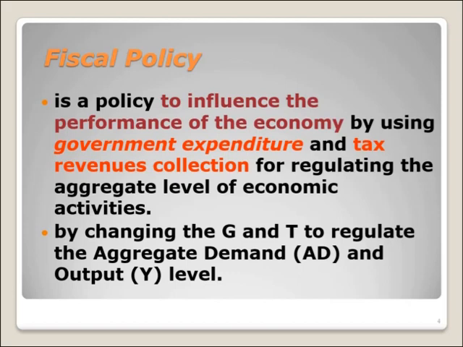Fiscal policy is by changing G and T, as I read on the slide just now, to regulate the AD, aggregate demand, and thus influence the Y, output level, because AD, aggregate demand, also refers to expenditure. AD made by the household is consumption, aggregate demand made by the firm is investment, aggregate demand by the government is G, government expenditure, and aggregate demand by the foreign sector is export and import. When AD increases, Y will also increase by using the expenditure approach. Y here refers to the GDP or national income.